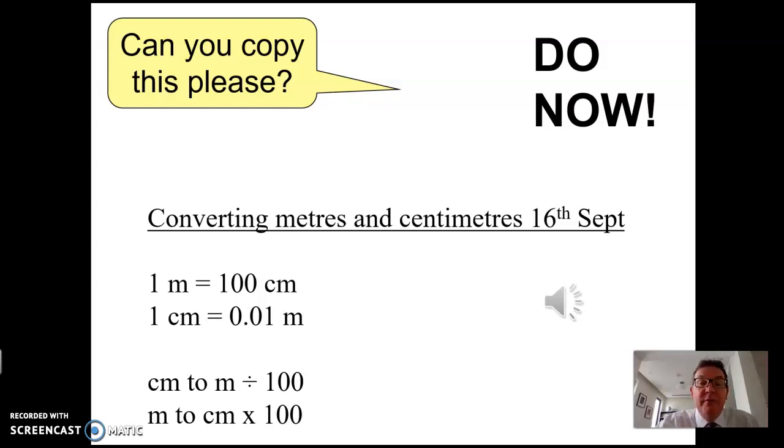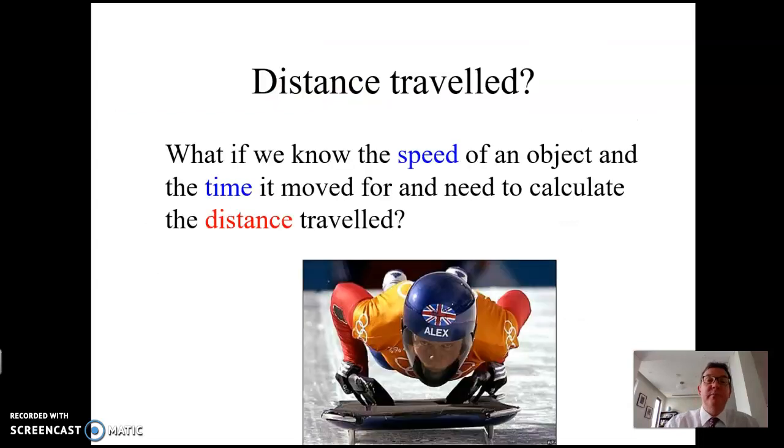You are expected to be able to convert units. Just remember that a meter is 100 centimeters, so 1 centimeter is one hundredth of a meter. So look very carefully at questions, and make sure you're using the correct units.